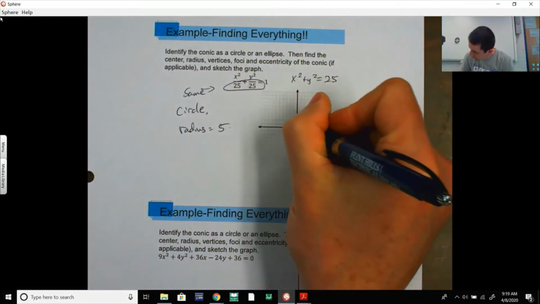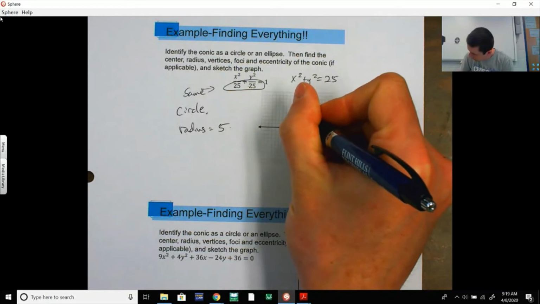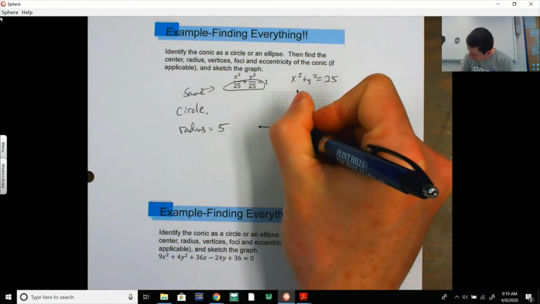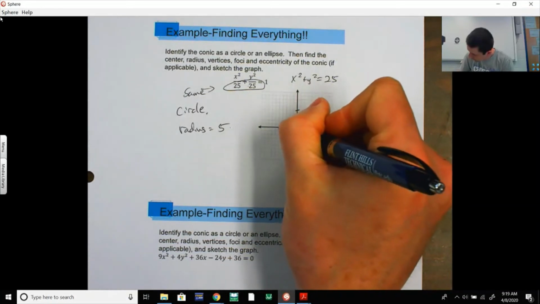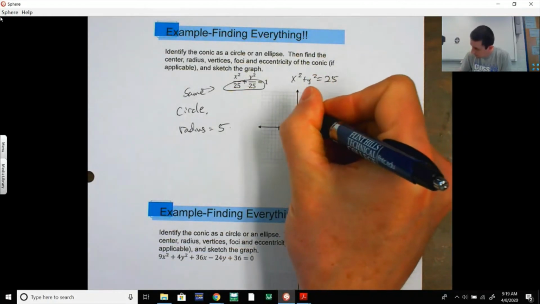Center is at 0, 0. Then count 1, 2, 3, 4, 5 in each direction.